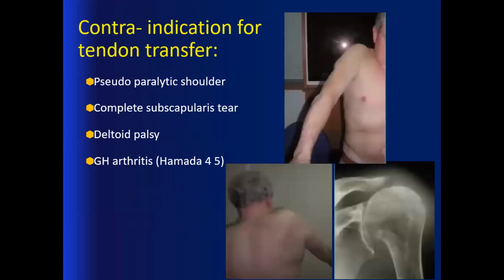Contraindications for tendon transfer are pseudoparalytic shoulder, where there is complete subscapularis tear and deltoid palsy, and also if the Hamada classification is more than 4 in case of glenohumeral arthritis.